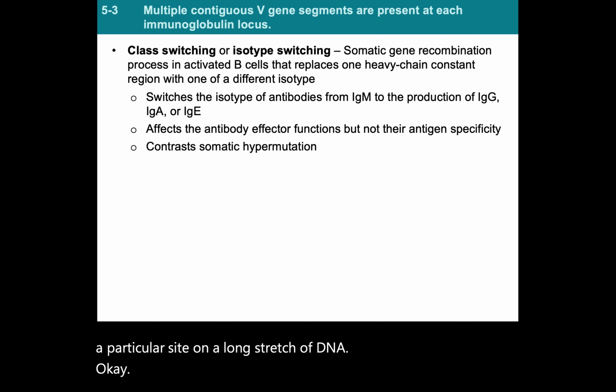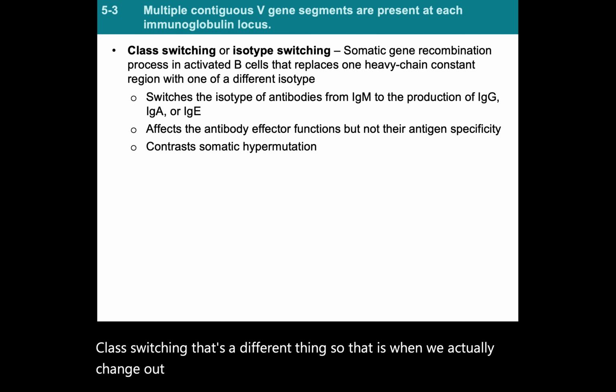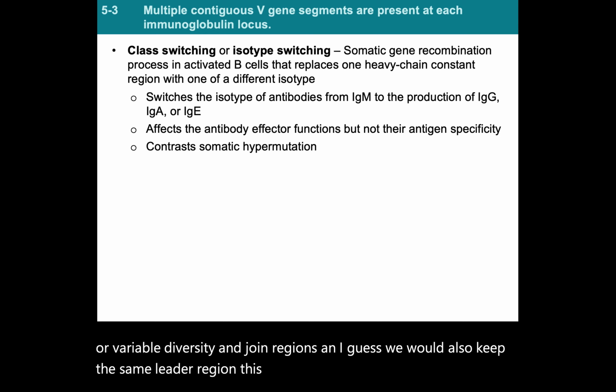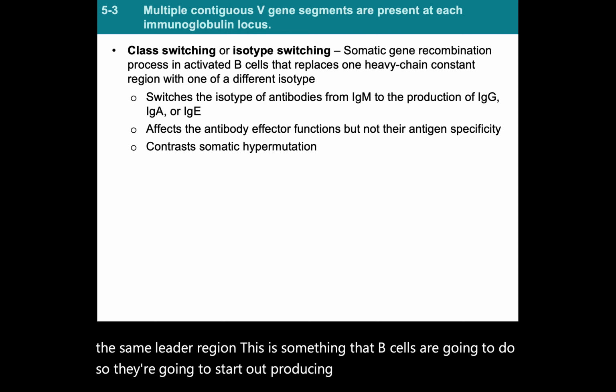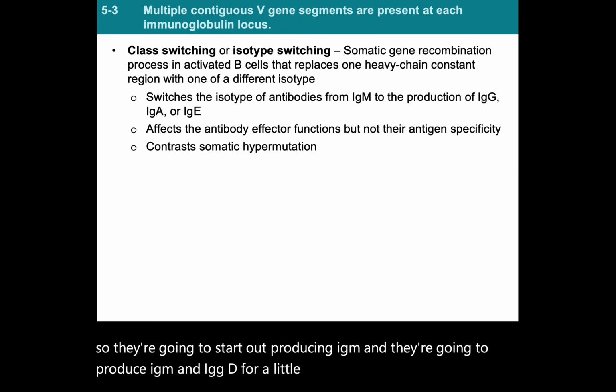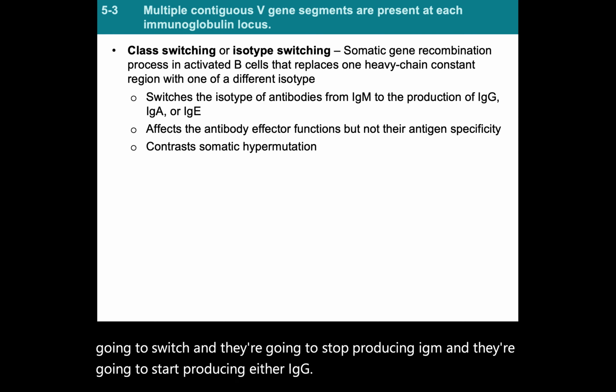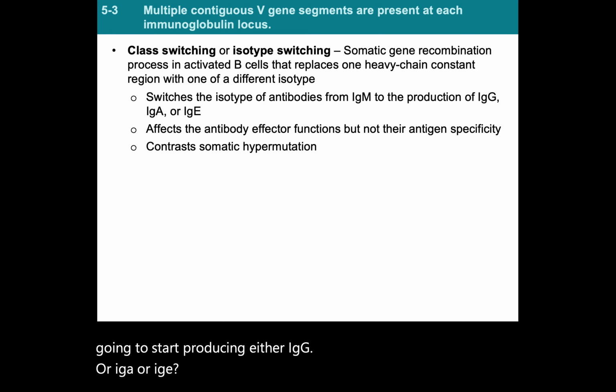Class switching, that's a different thing. That is when we actually change out the constant region, but keep the same variable and join, or variable, diversity and join regions. And I guess we would also keep the same leader region. This is something that B cells are going to do. They're going to start out producing IgM, and then they're going to produce IgM and IgD for a little while. And then later on, they're going to switch, and they're going to stop producing IgM, and start producing either IgG or IgA or IgE. Yeah, that is class switching.